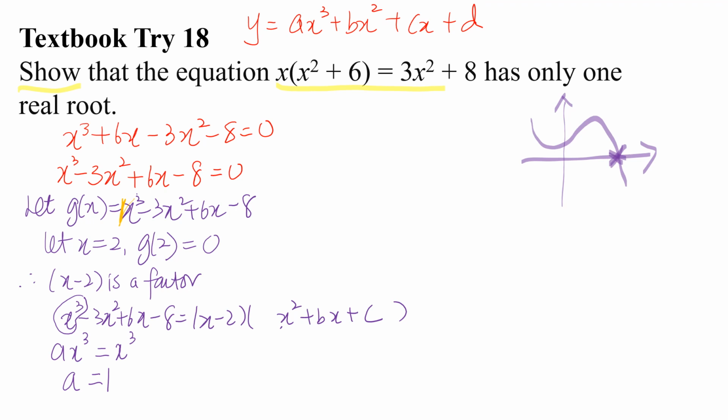And then the next step is to find my constant term. That will be negative 2c. So negative 2c will be equal to this number here. So c will be 4, right? So I'm just going to replace my c with 4.